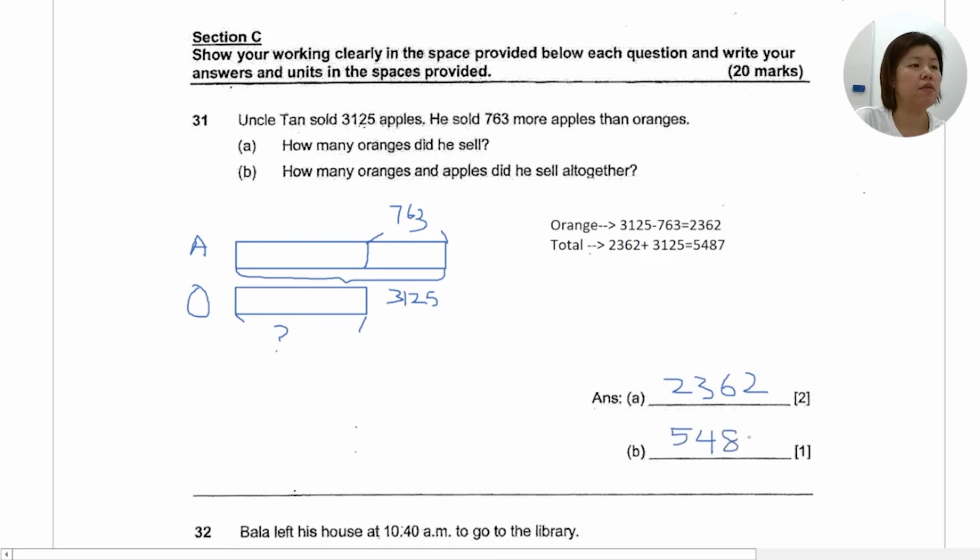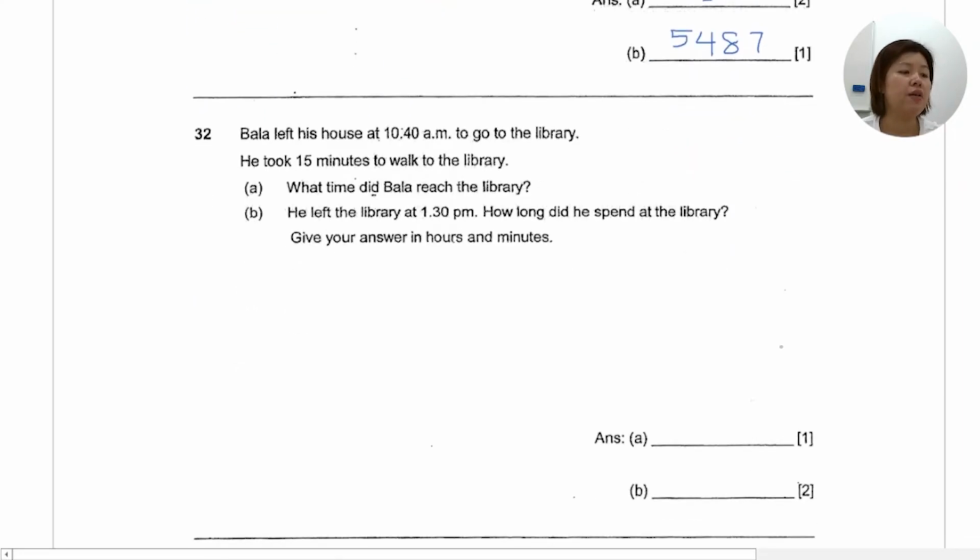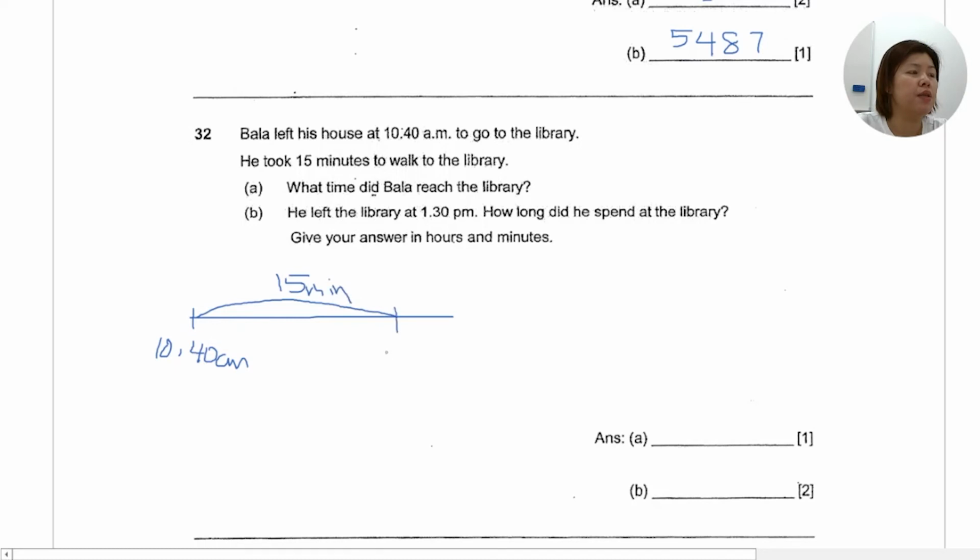Okay, next. Time. Bala left his house at 10:40 to go to the library, and then he took 15 minutes to walk to the library. So what time did he reach? You can draw a short timeline. 10:40, 15 minutes. So it will be 10:55 a.m. So my A is done.